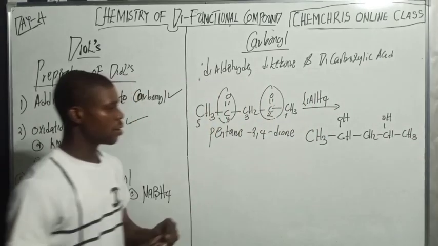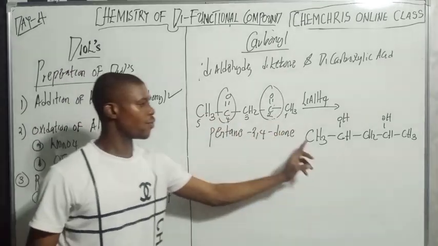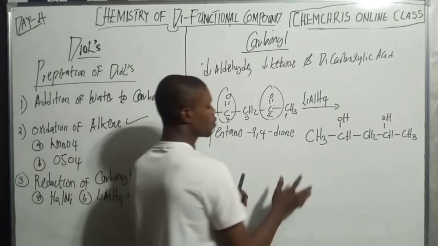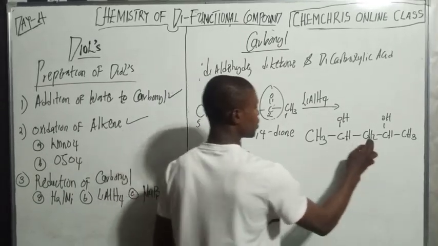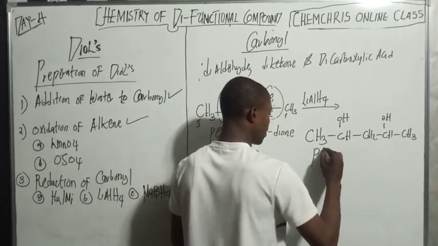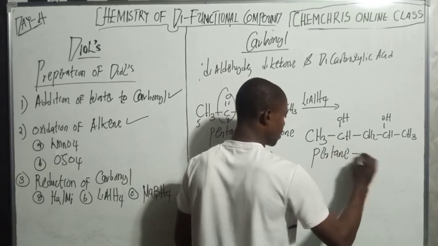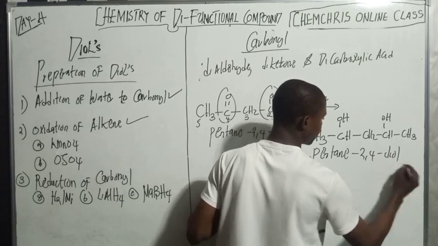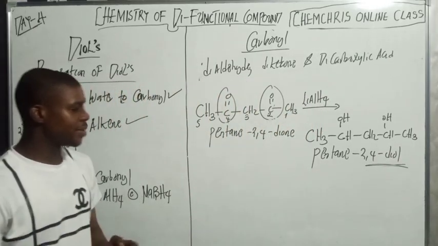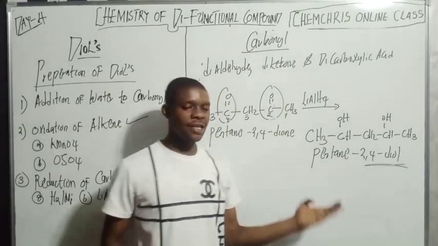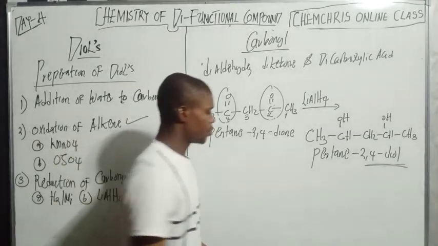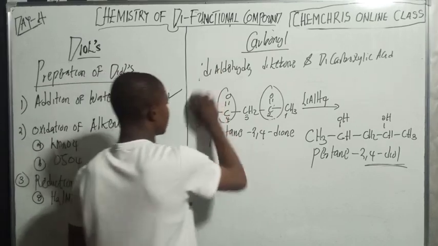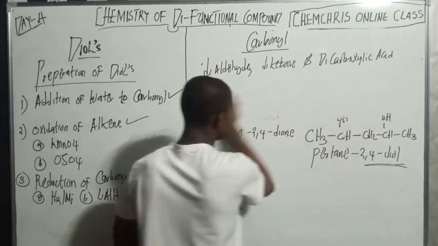1, 2, 3, 4, 5. Can you see that? So what will be the name of this compound here? Pentane 2,4 diol. Can you see that? So you can see that the names are similar. You get. So now let's look at the one that has dialdehyde.